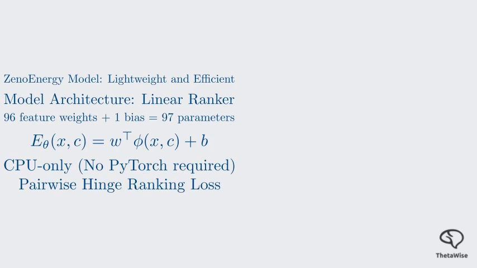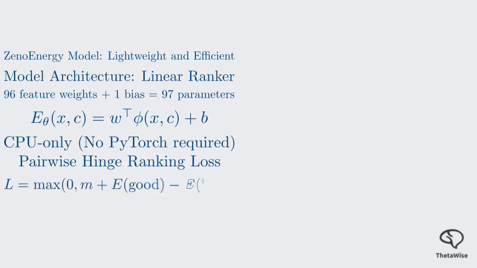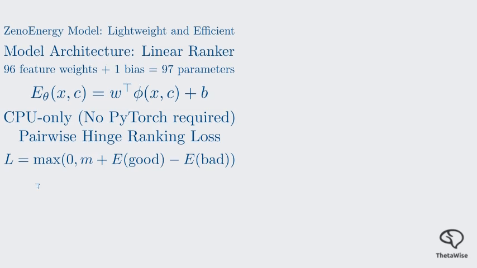To train this model, the paper uses a pairwise hinge ranking loss. The loss L is the maximum of 0 and M plus the energy of the good candidate minus the energy of the bad candidate. This loss function compares two candidates from the same batch. It penalizes the model if a good candidate, one with a higher objective, has a higher energy than a bad candidate.